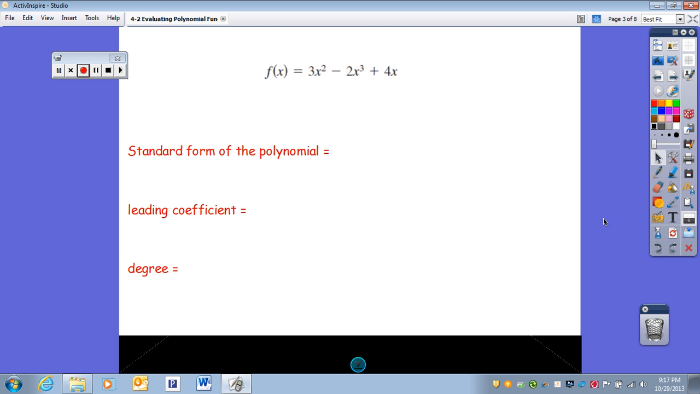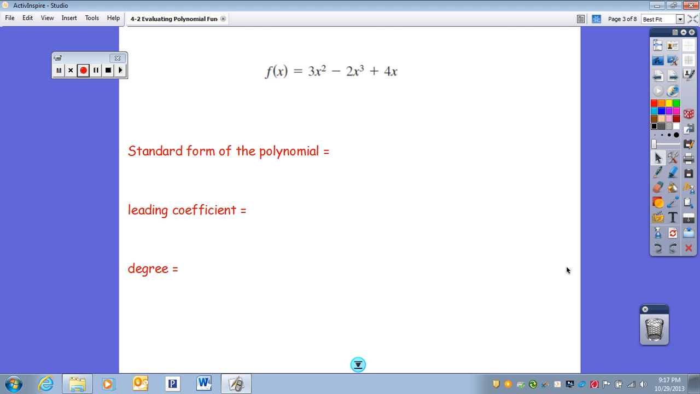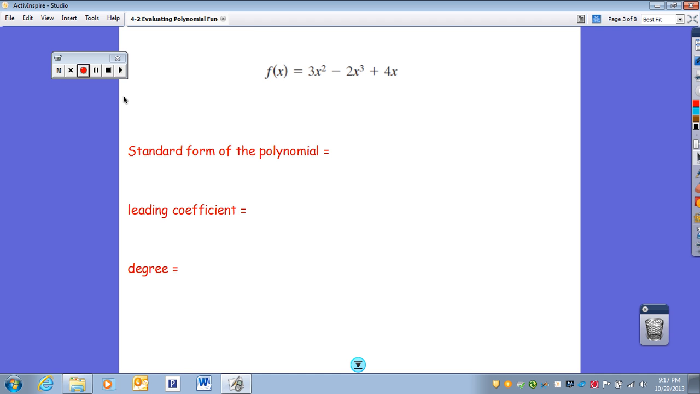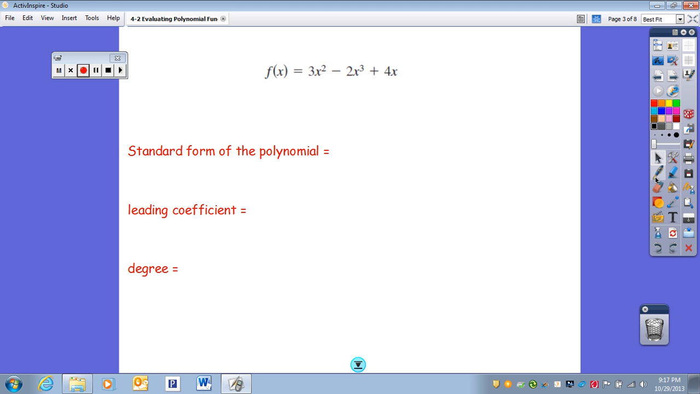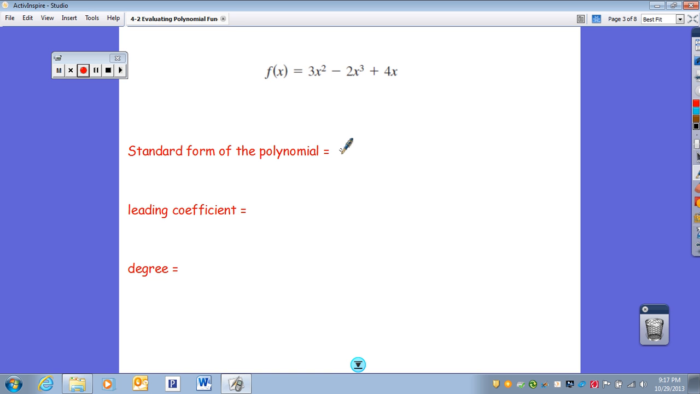Let's practice. This polynomial, f of x is 3x squared minus 2x cubed plus 4x. We want to write that in standard form. So to do so, we're going to put the largest term exponent first. So that's going to be negative 2x cubed. And then the next largest exponent would be with the term that's 3x squared. And then finally we finish with 4x.